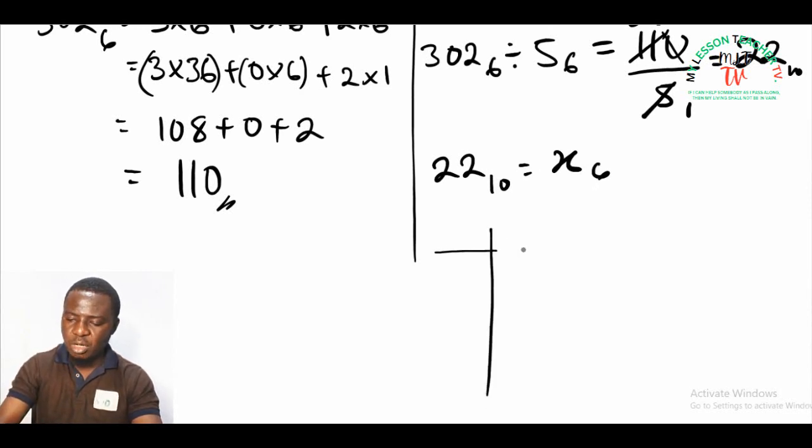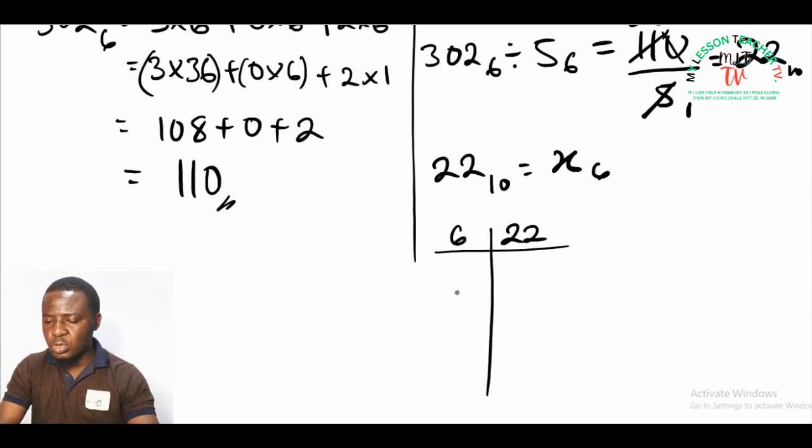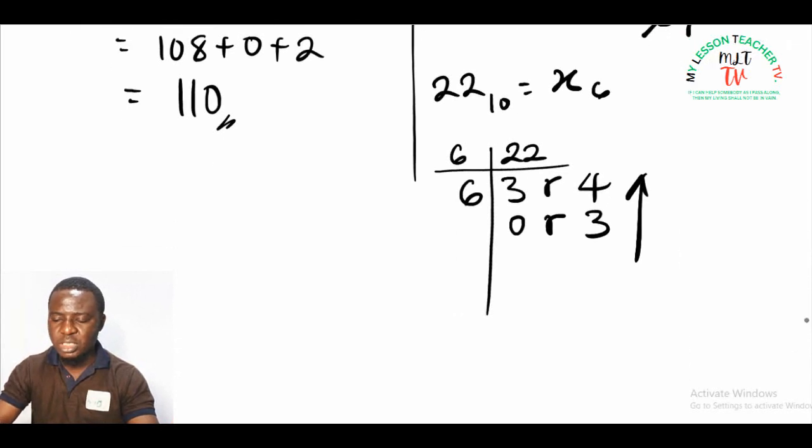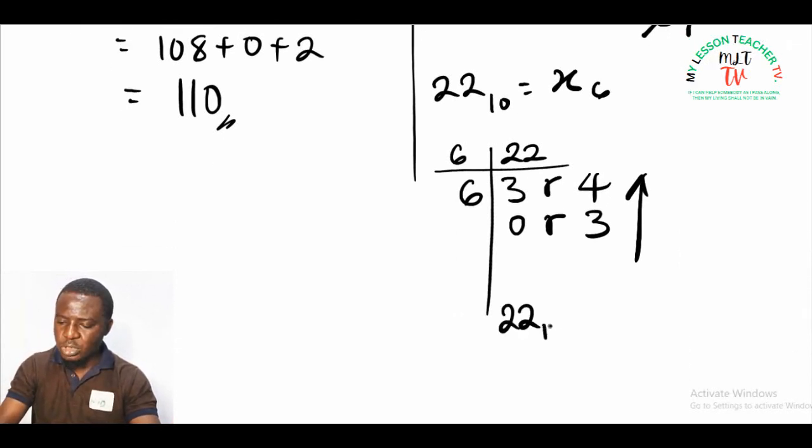How do we do that? We use a long division method by dividing 22 repeatedly by 6. So 6 into 22 is what? Is 3, remainder 4, because 6 times 3 is said to be 18. 22 minus 18 is 4. So we have 4 as a remainder. Then 6 into 3 is said to be 0, remainder 3, because 6 is greater than 3. So 22 base 10 is equivalent to 34 in base 6.